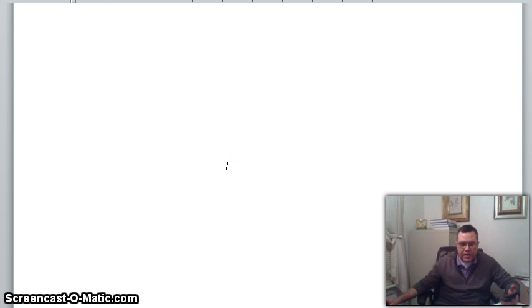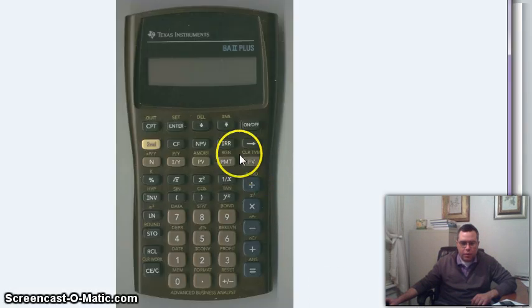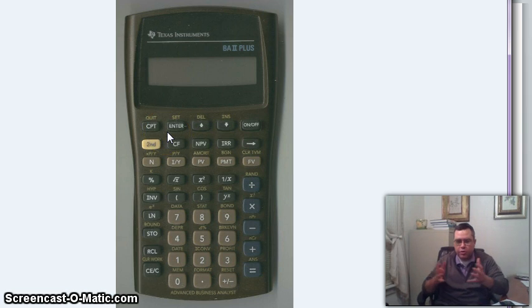All right, I think this is our last problem. So, solving for the interest rate of an uneven stream of cash flows. Say you paid $1,000 to receive the cash flow stream above. What interest rate did you earn? This is where we'll use the IRR button. IRR stands for internal rate of return. What it's going to do is take all the cash flows you put into your cash flow workbook, and back out what interest rate equates all those to 0, meaning it's a break-even investment.